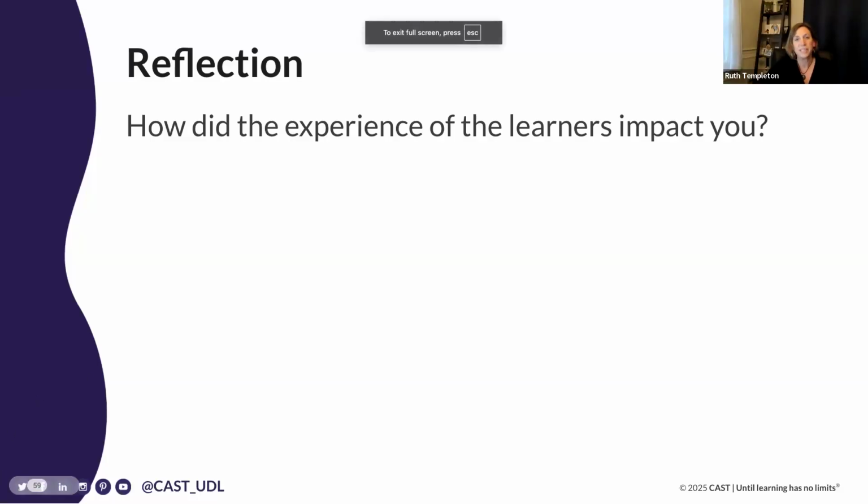Yeah, I think it's really just thinking about, and Robert, jump in here too, just thinking about how understanding the learner's perspective impacted you. How does that impact how you consider design and how you consider instruction?